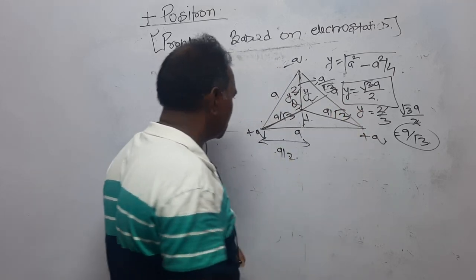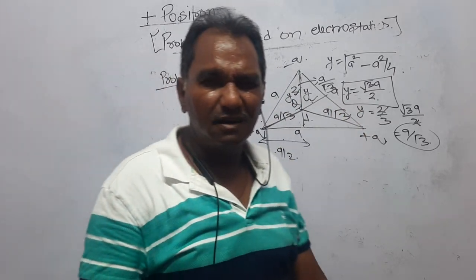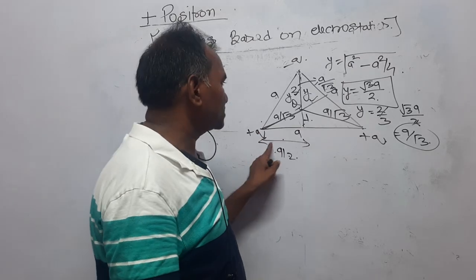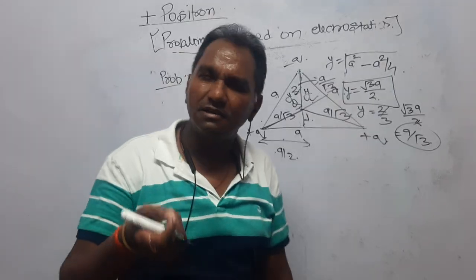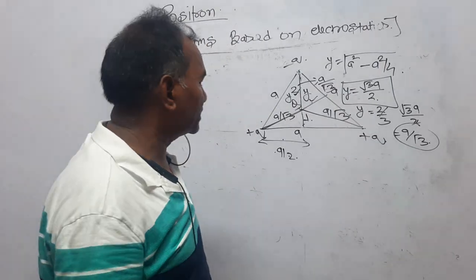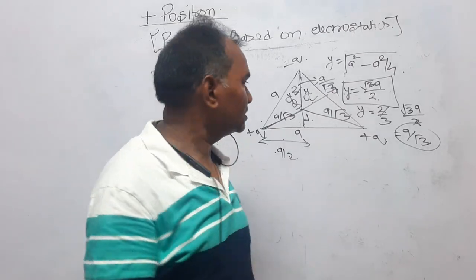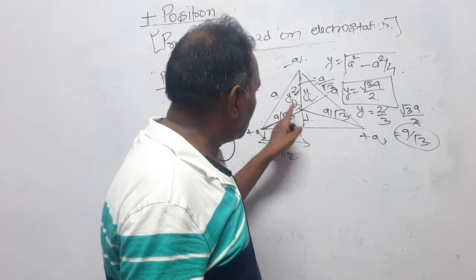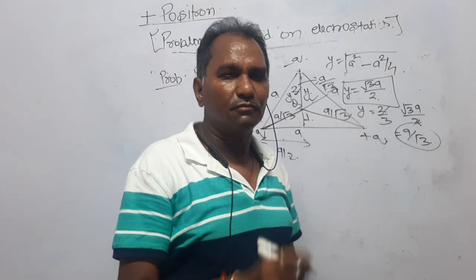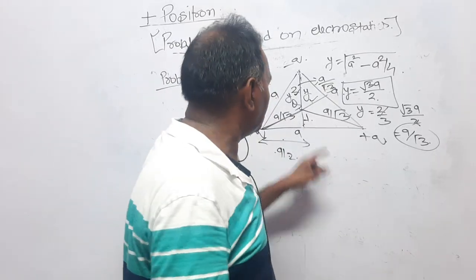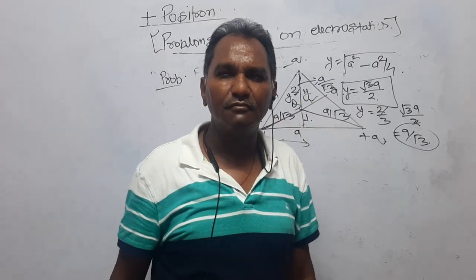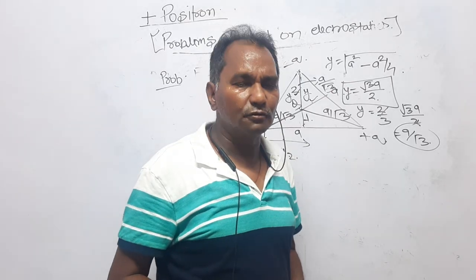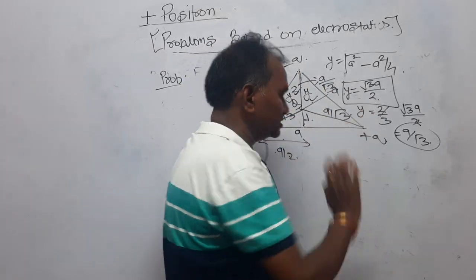Everything is now clear. What I have considered, three charges plus q and minus q placed at the vertices of an equilateral triangle which has each edge small a, and we have to find out the force acting on a charge plus capital Q placed at the centroid of the triangle, due to all these charges.